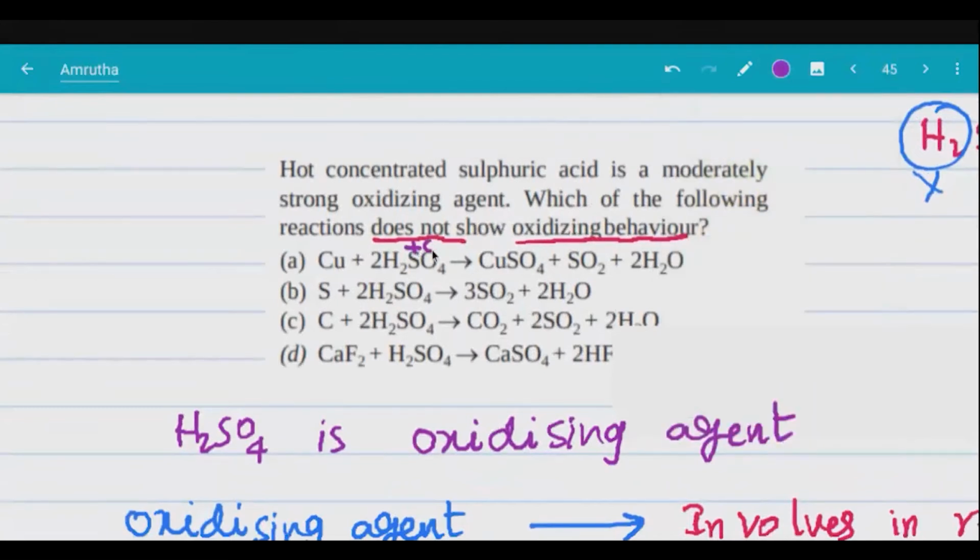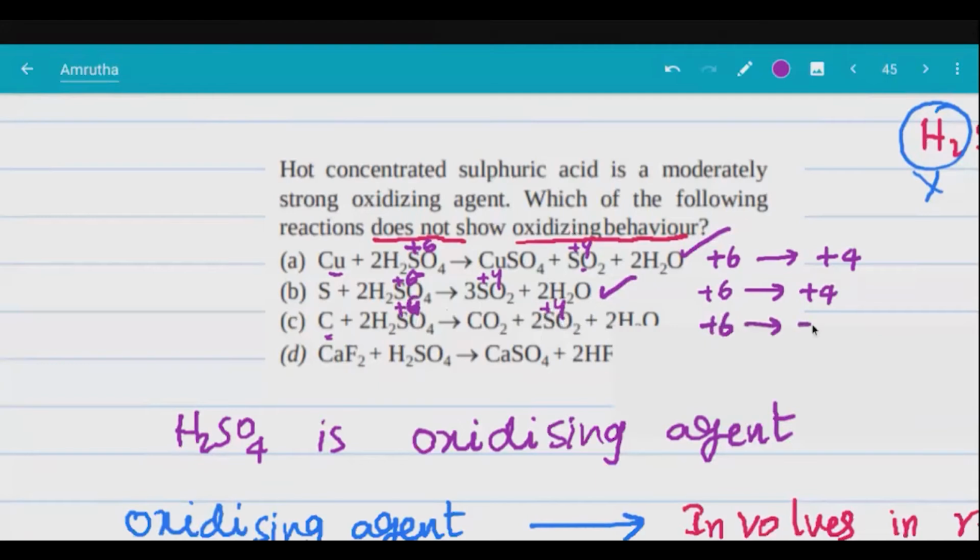Option A. See this. Left side it is plus 6, no doubt. Right side it is plus 4. Again, plus 6 to plus 4. So it is undergoing reduction of sulfur. So it is fine, it is an oxidizing agent. Same here, it is plus 6, again H2SO4 and again same, plus 6 to plus 4. Yes, it is also an oxidizing agent. It is oxidizing copper. Now see this, same, plus 6 to plus 4. Yes, here also it is an oxidizing agent.